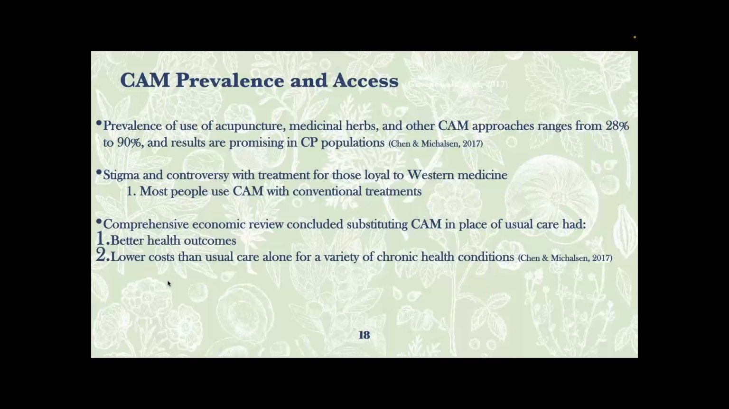or any conditions. However, we are seeing a shift. We are seeing change because we have more chronic illnesses than we've ever seen. We have more comorbid illnesses than we've ever seen. We're very clearly seeing that Western medicine has not been the panacea, has not been the cure that all of us have maybe wanted it to be. So we have seen better health outcomes, and we have actually seen lower costs than usual care alone for a variety of chronic health conditions.